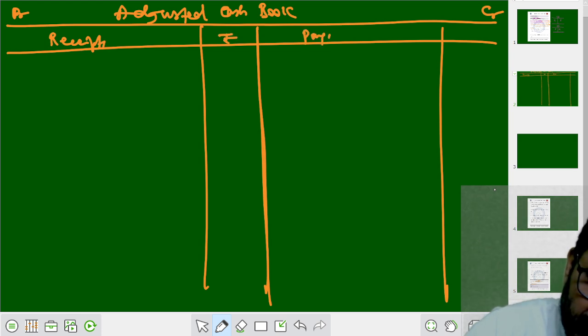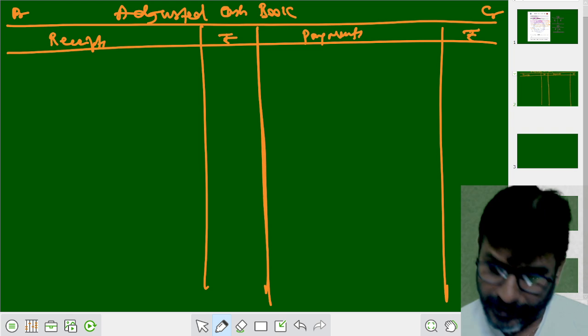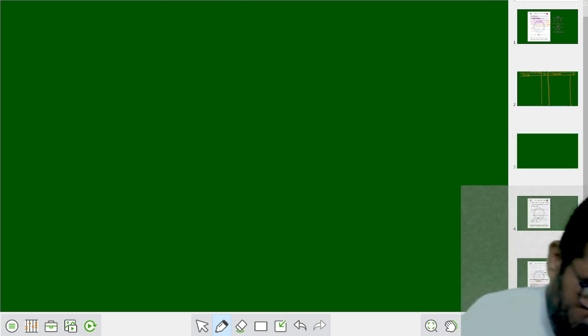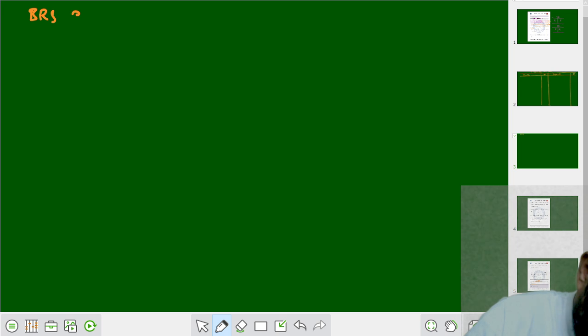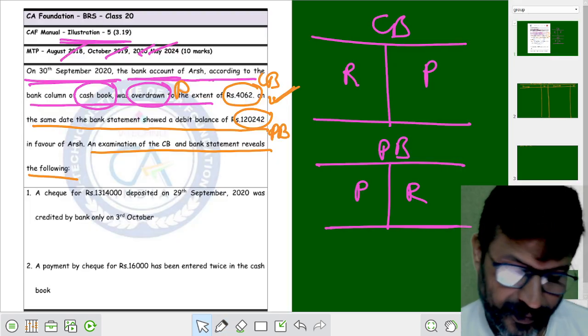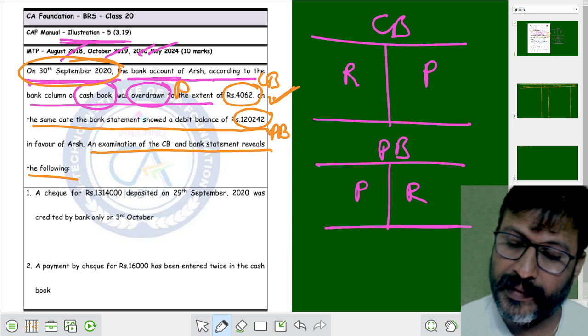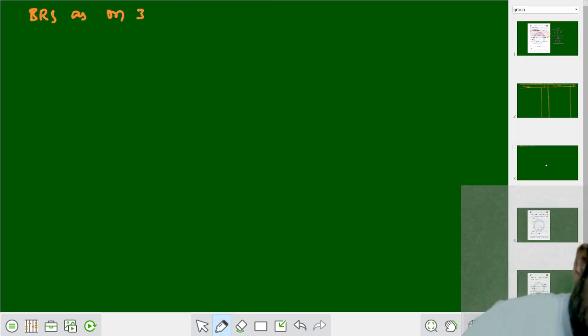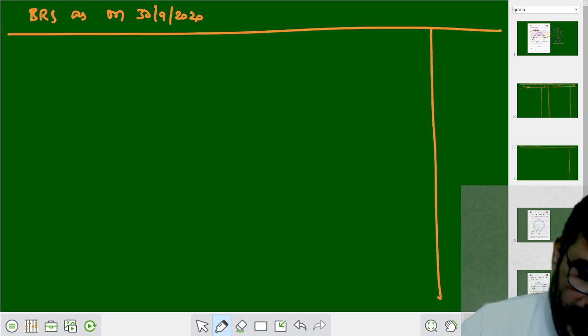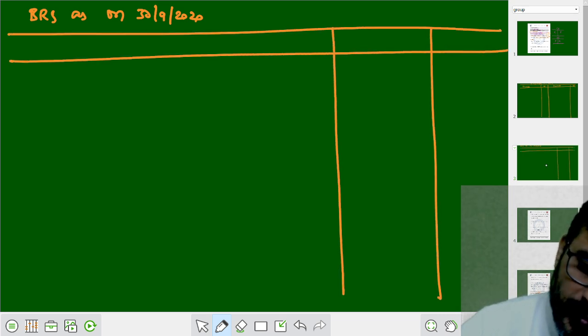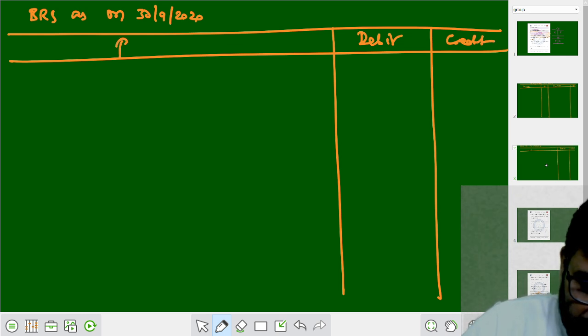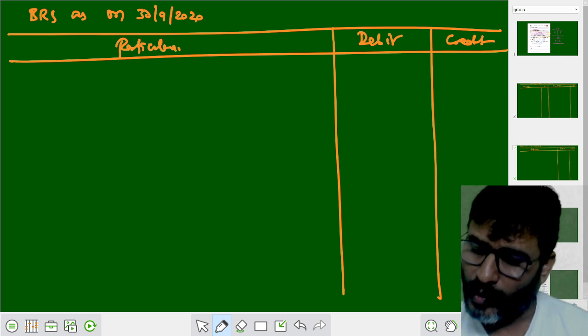On the credit side, there are payments. Similarly, my dear kids, let us go for the bank reconciliation statement. As on what date is it? 30th September 2020. So let us have a BRS statement also. In BRS, we will be having debit, credit, with particulars. Okay, fine.